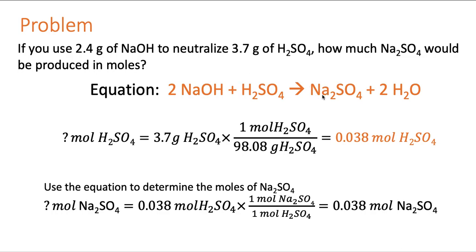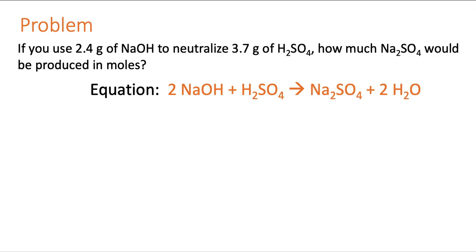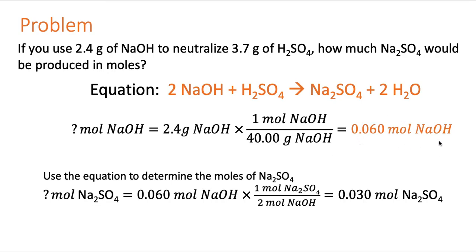1 mole of sodium sulfate is made for every 1 mole of sulfuric acid that reacts. My moles of sulfuric acid cancel, leaving me moles of sodium sulfate, and I would make 0.038 moles of sodium sulfate. If this ran out first, I would be making 0.038 moles of sodium sulfate. But if I used up all of my sodium hydroxide, I would only make 0.03 moles of sodium sulfate. This will be my limiting reagent because I make less using all of my NaOH.